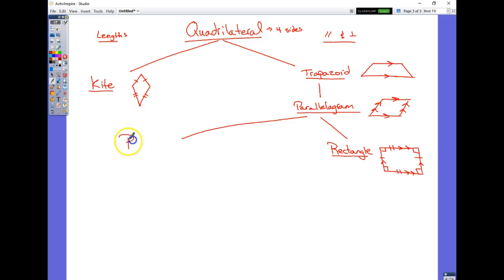Opposite of that, the rhombus. Rhombus is similar to the kite in that opposite sides do by nature have to be parallel. But more importantly, every single side is the same exact length.